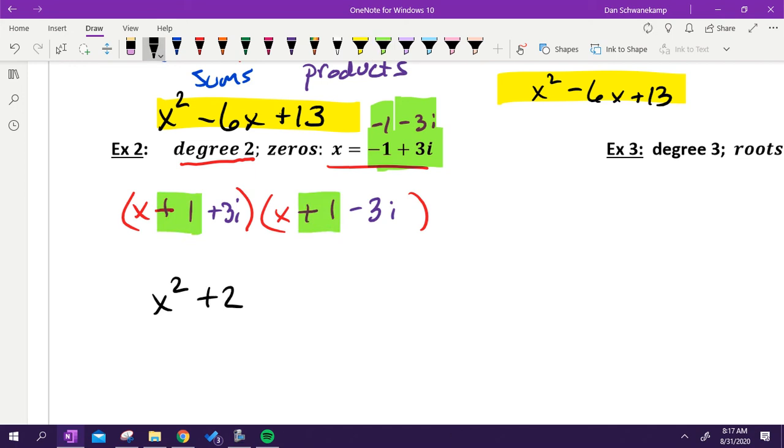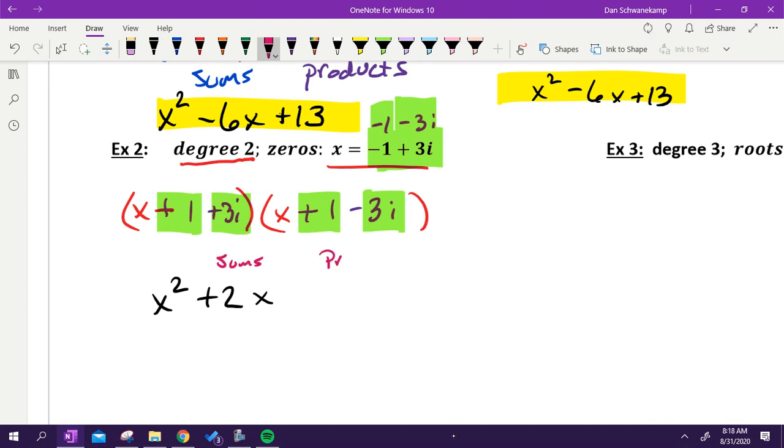What's going to happen when you add the imaginary parts together here? The 3i and the negative 3i. They cancel each other out, and that reminds me that when I'm writing this out, x squared plus 2x. That's my x term. Okay, think about that. Hey, this is the middle term of my polynomial. It's going to be a linear term with an x in it. Okay, that's the sums part.